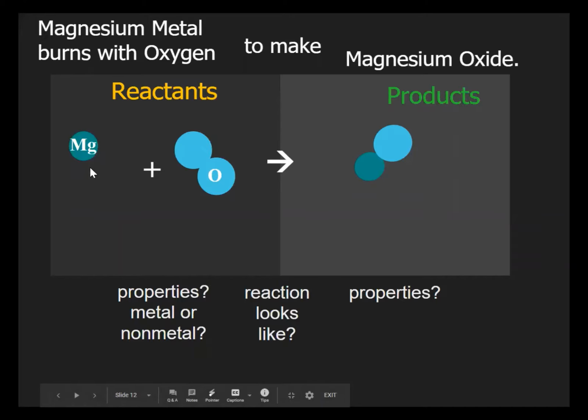And hopefully you saw he talked about that it conducted electricity and that it was malleable and very flexible, and we saw that it had that metallic luster. So it was very clear that magnesium was a metal. And then oxygen, well, now he didn't show a whole lot about oxygen, but what do you know about oxygen?